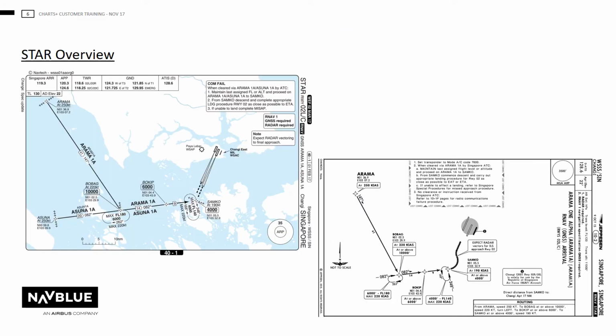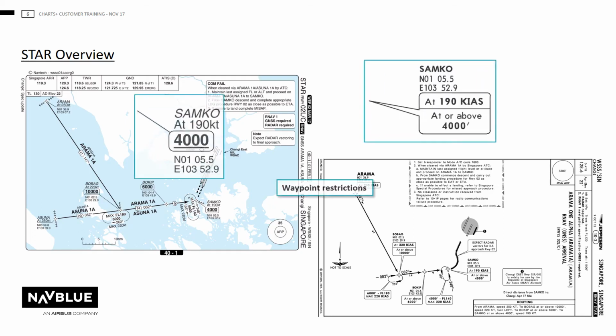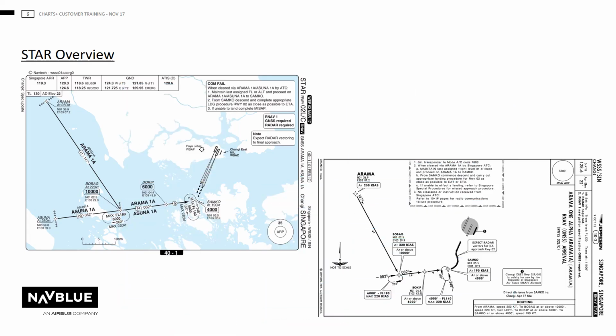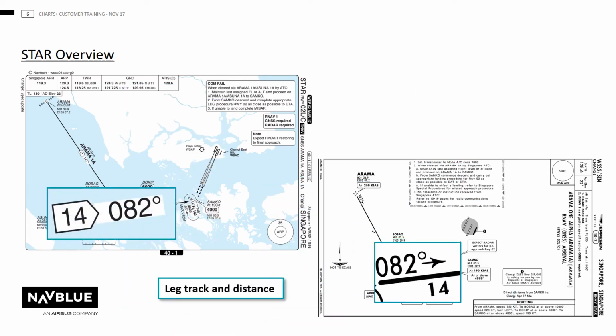In this slide, we can look at any key differences in the Jeppesen and NavBlue star charts. Here we have a waypoint restriction. There is a speed with this waypoint, and NavBlue will publish the speed limit point stars at that fix. The magnetic track and distance to be shown on the procedure line.